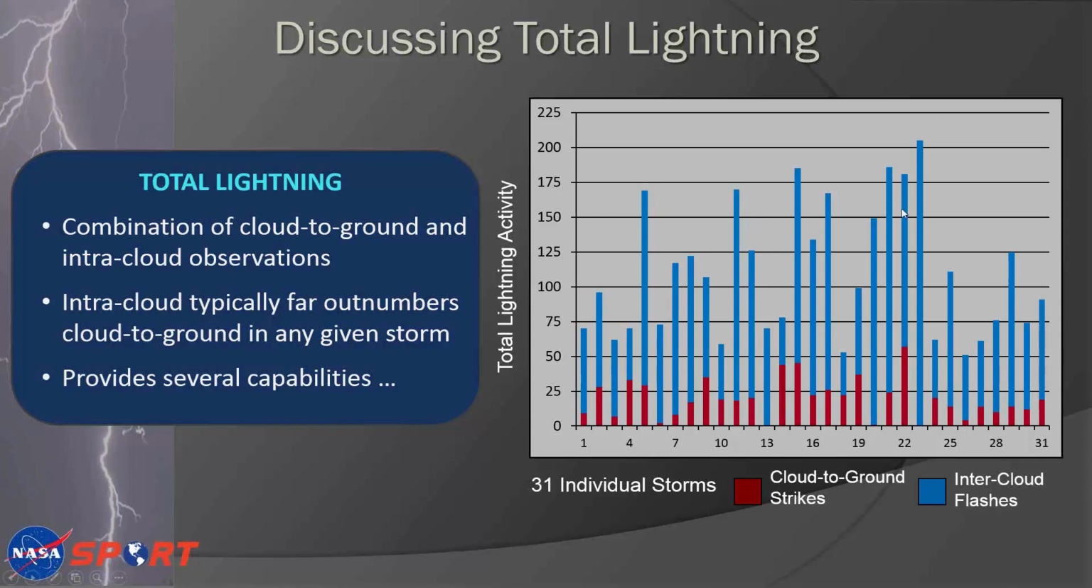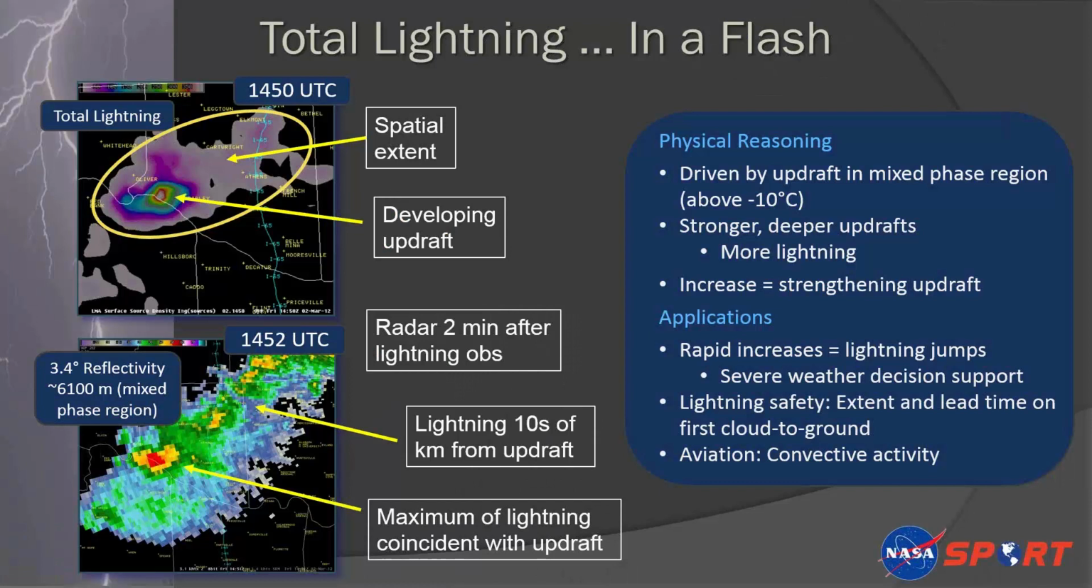One in particular, kind of an extreme outlier, is Storm 23. That storm had no cloud-to-ground observations whatsoever, but it turned out to be the most electrically active storm of the entire bunch. As I said, that's kind of an outlier, but it does demonstrate the importance of being able to observe and see these intercloud flashes. By being able to observe total lightning, we do have several capabilities in the operational environment.